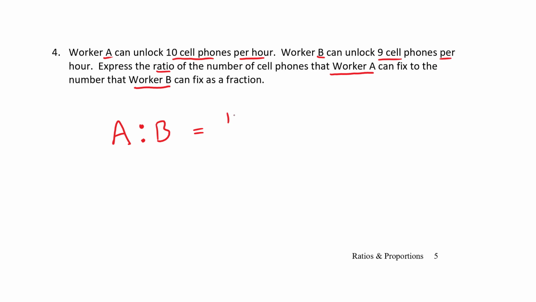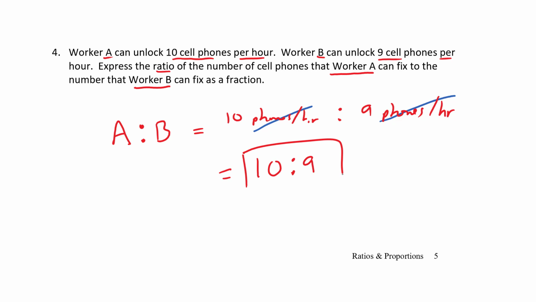So here I have 10 phones per hour compared to 9 phones per hour. Notice the units are the same. Phones per hour cancels out phones per hour. I'm left with 10 compared to 9. I cannot simplify anymore. Therefore, that is the final answer. The number of phones worker A can unlock versus the number of phones worker B can unlock.